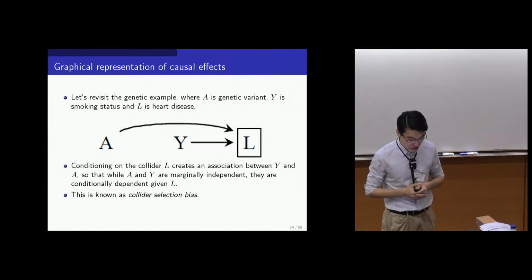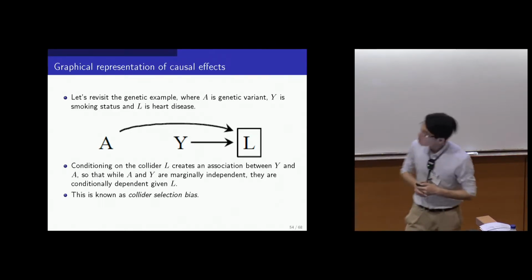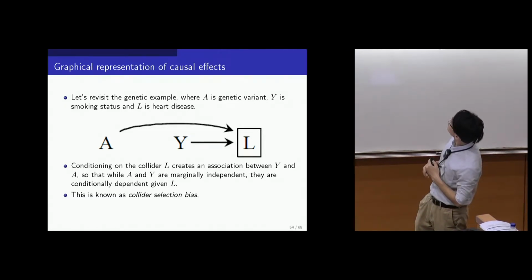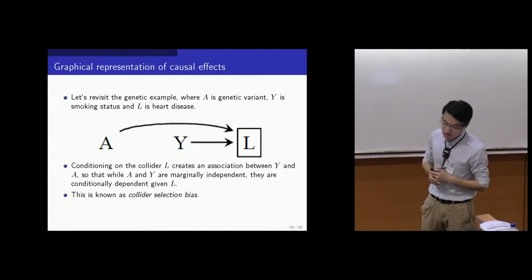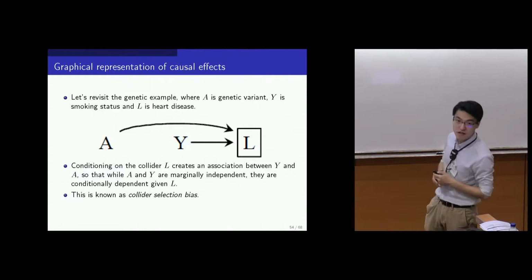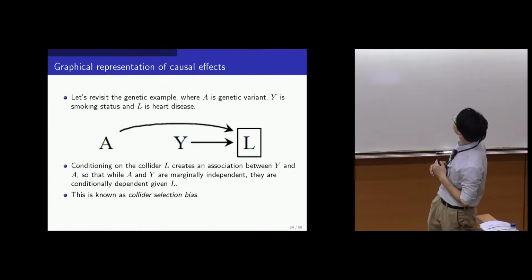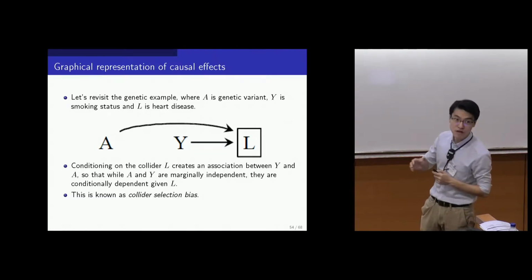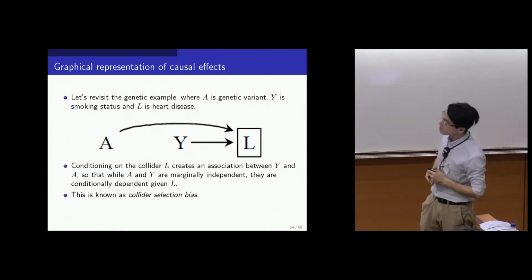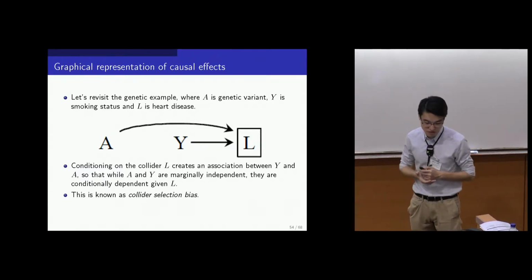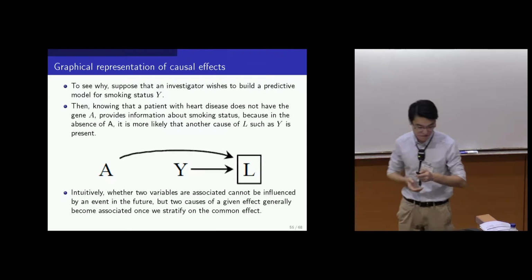So let's revisit the genetic example. Notice here is a collider, and if we condition on this collider, it actually opens up a path between A and Y. So although A and Y are marginally independent when we do not condition on L, they are now conditionally dependent once we consider a given value of L. This is known as collider selection bias.